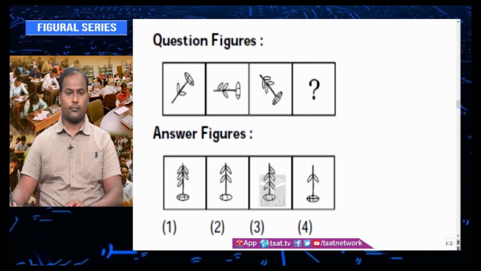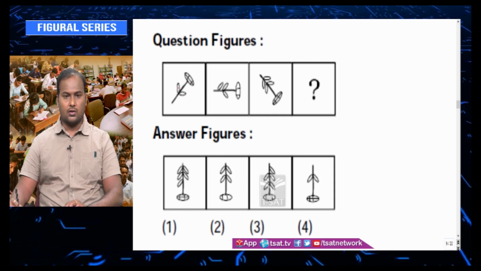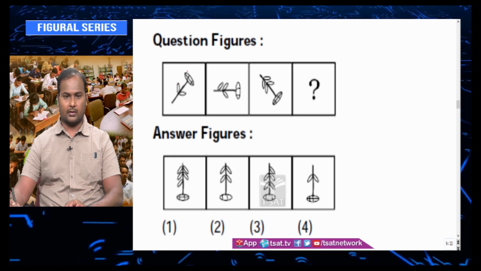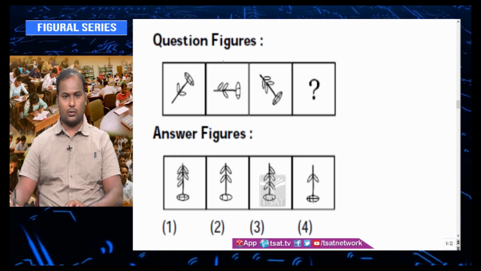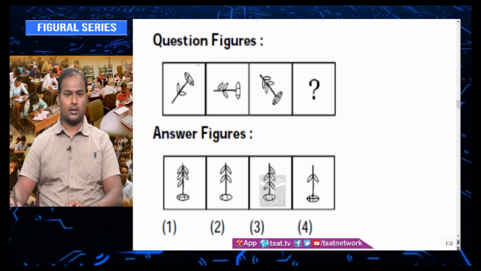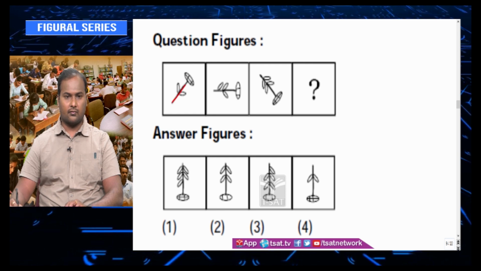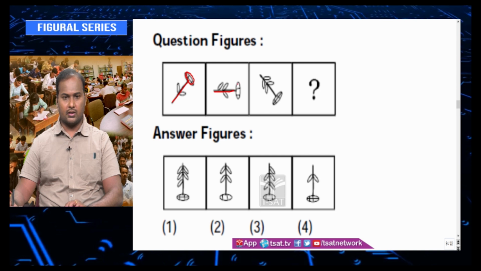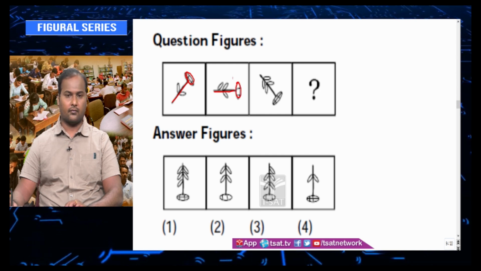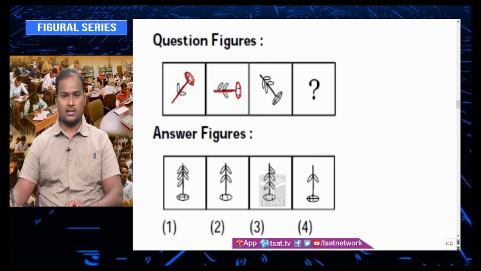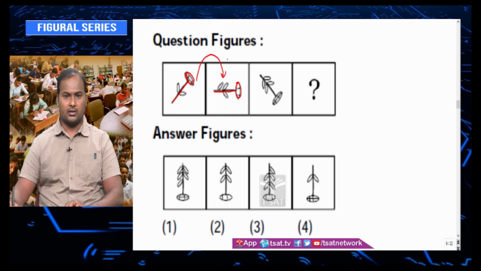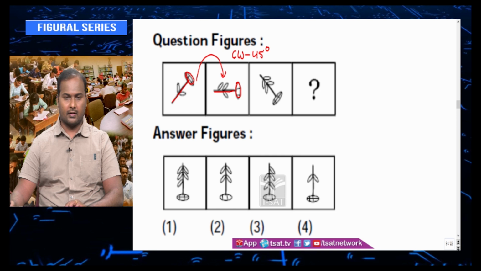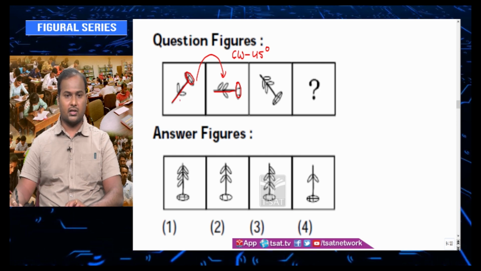Look at this question. Observe the changes. So here there is one circle, line and 2 leaves. From one position to the next position, there are 2 changes. What are they? One is the rotation of this particular figure. How is this figure rotating? This figure is rotating clockwise 45 degrees. So this figure from here to here is rotating clockwise by how many degrees? 45 degrees.